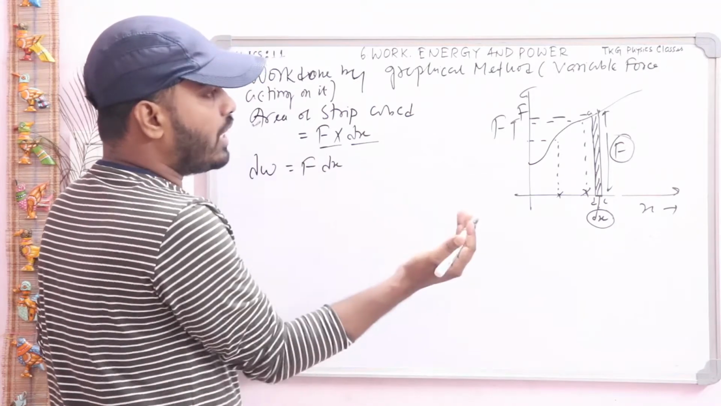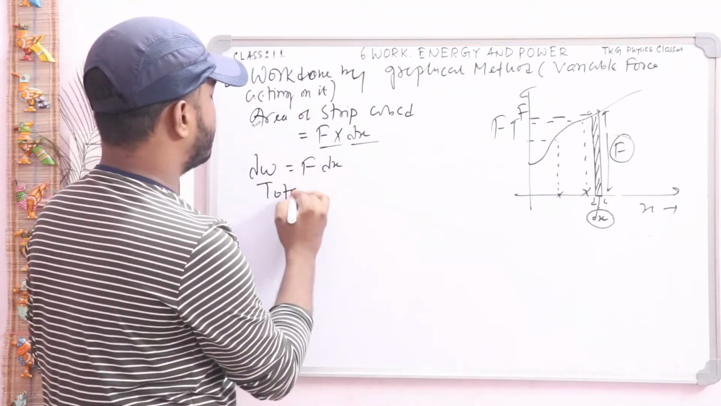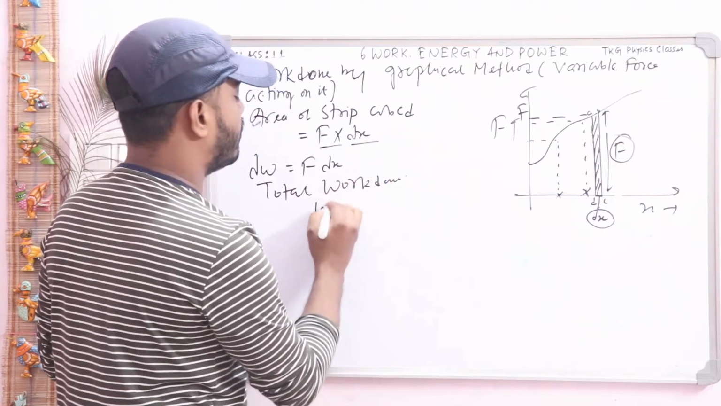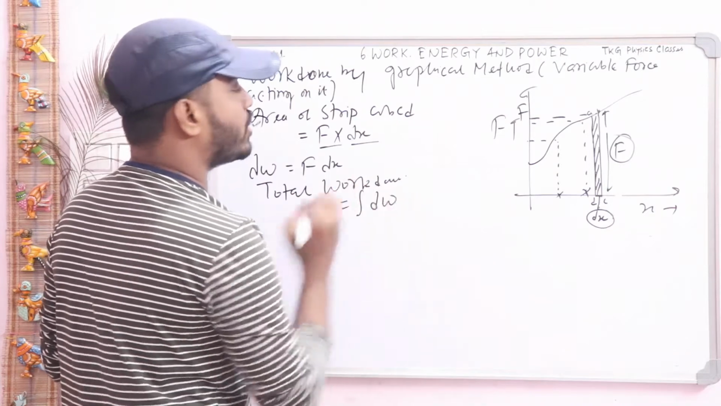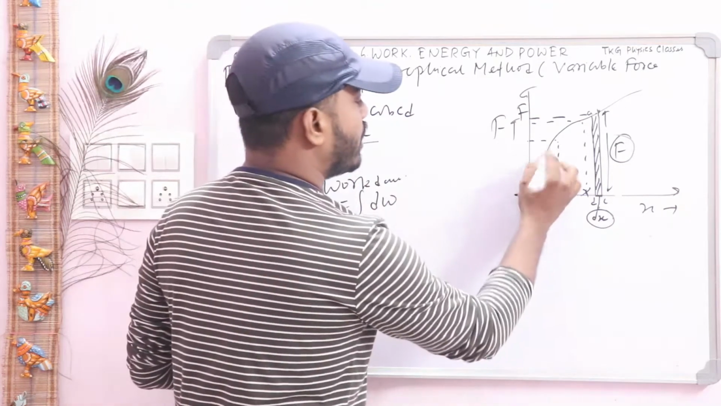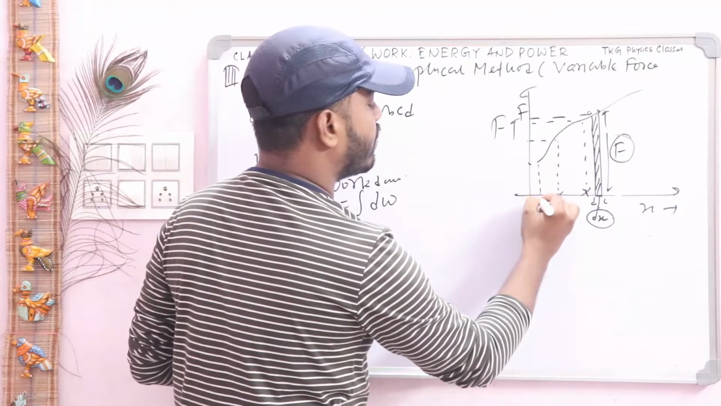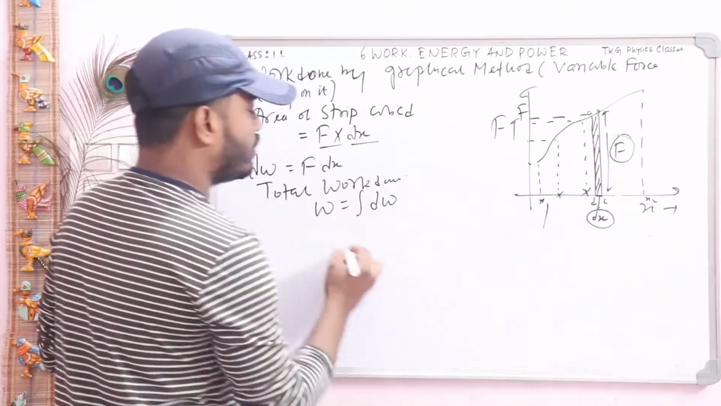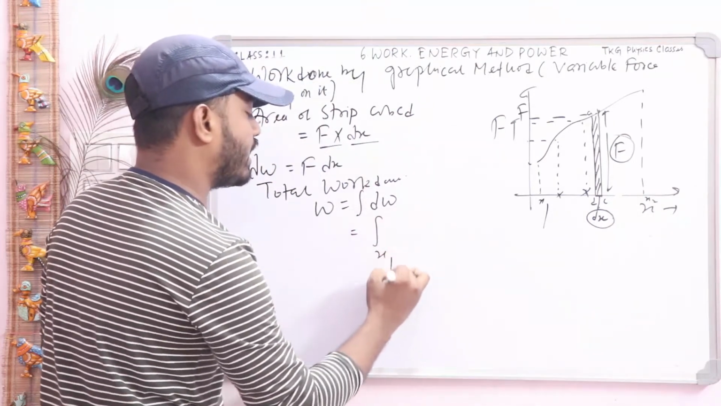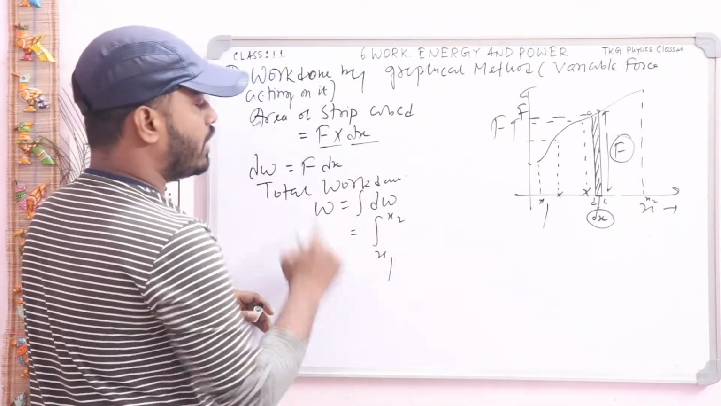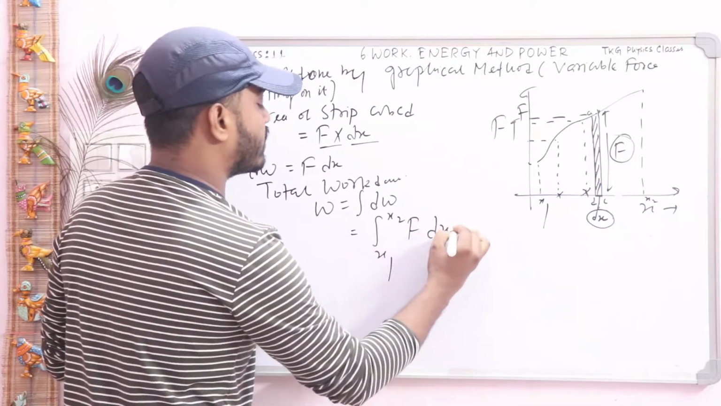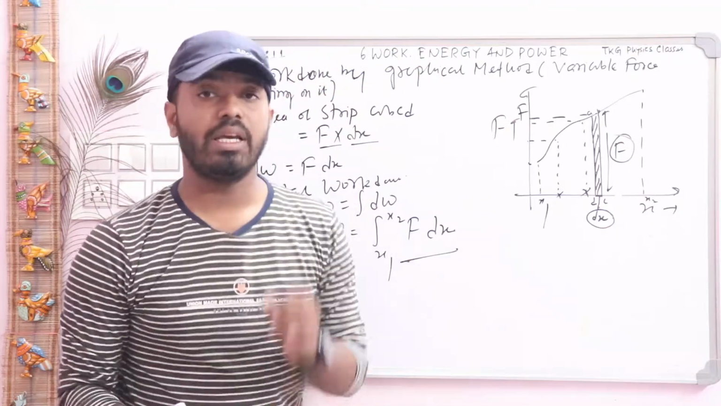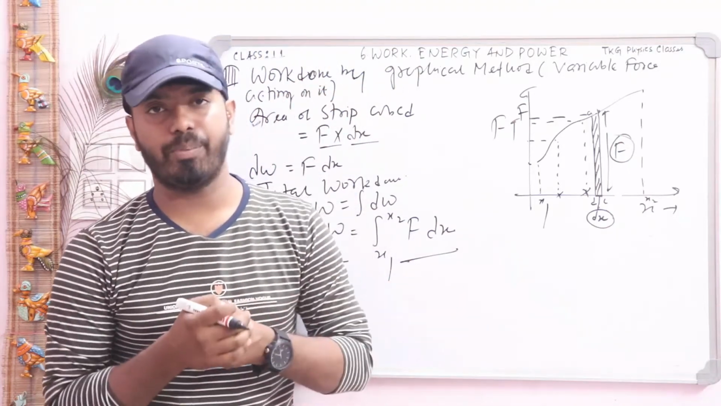So for finding the total work done, you must integrate this part: W is equal to the integration of dw. Suppose the graph starts from the initial position x1 and ends at the final position x2. So that is the integration from lower limit x1 to upper limit x2 of F into dx. This is the formula you have to use when a variable force acts on a body.